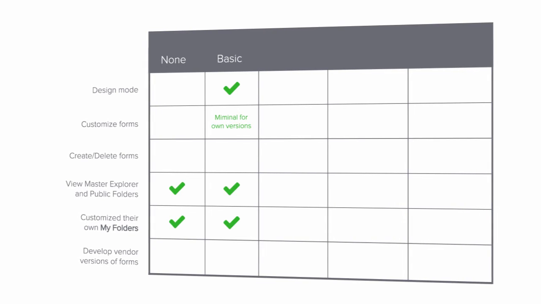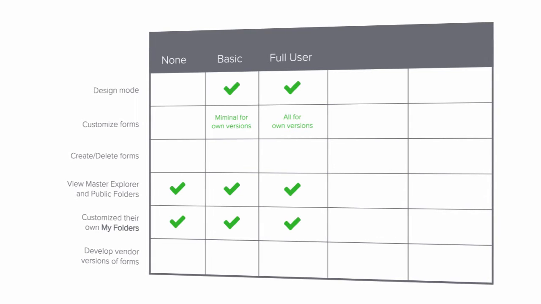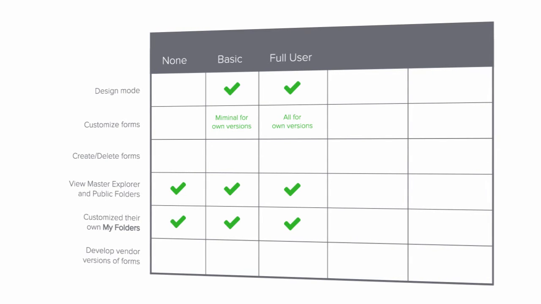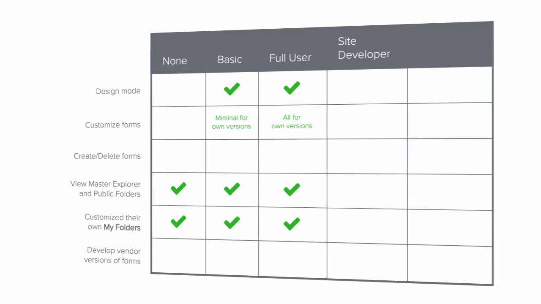The next level of editing permissions is full user. A full user can also go into design mode and can make pretty much any modifications or customizations they want to a form. But, like the basic user, the changes they make to forms are for their own use only. They cannot make changes to forms for other users to see and use, and they cannot create or delete forms. There are two levels of editing permissions designed specifically for developers. The first is the site developer level.